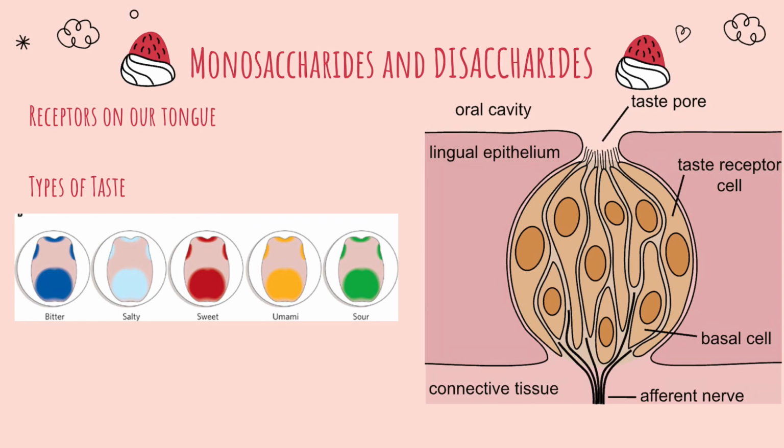Now, my taste buds personally enjoy chocolate ice cream as one of my favorite monosaccharides and disaccharides, because it's just so good. And for me, I taste sweet. Now, everyone's taste pores are a little different, but usually when you eat ice cream, you taste sweetness.